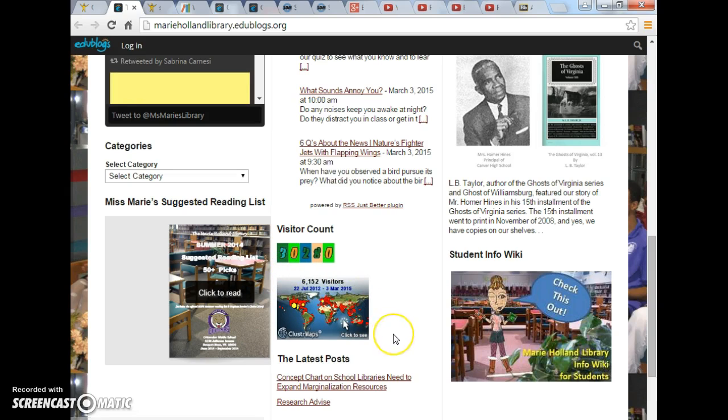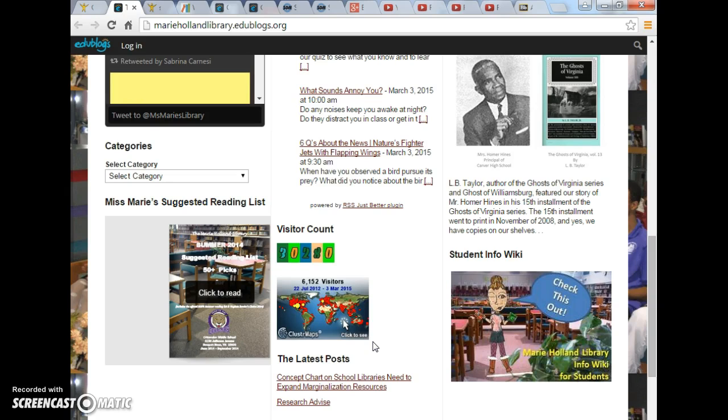This number shows that this website is generating a lot of hits. A lot of people are interested. They're coming here to use it for different resources. And you can tell it's not just local, but also worldwide. So this can provide data, which is extremely helpful for not only the principal, but the librarian as well.